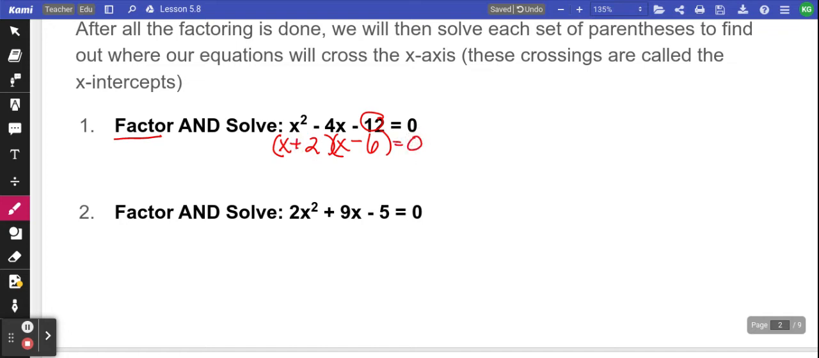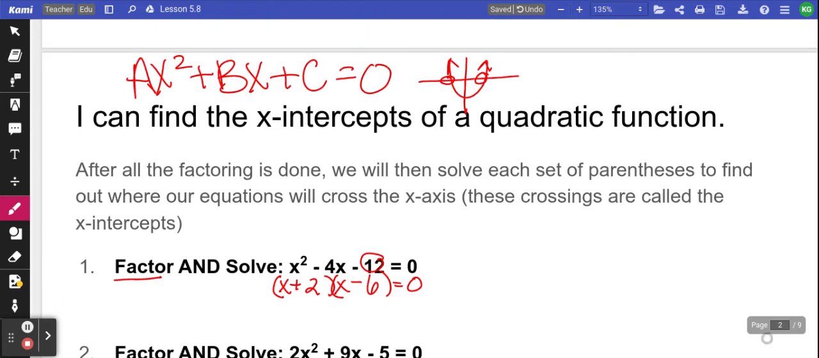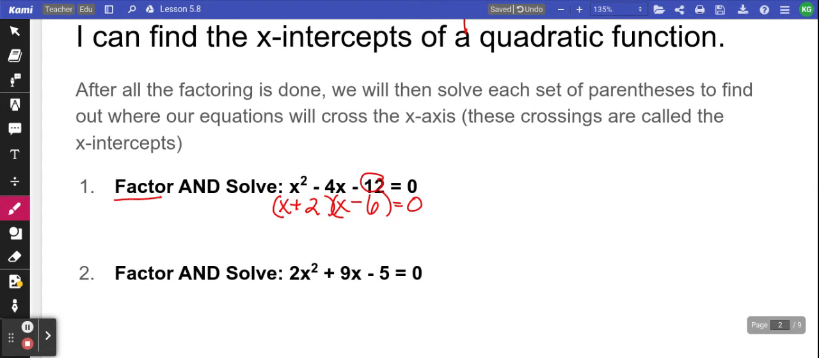Now this time, we are setting these parentheses equal to 0 because when we find x-intercepts, no matter where they are, it's always a number, comma, 0. It's like this one might be 3, comma, 0, and this might be negative 3, comma, 0. So that is why we set our equation equal to 0.